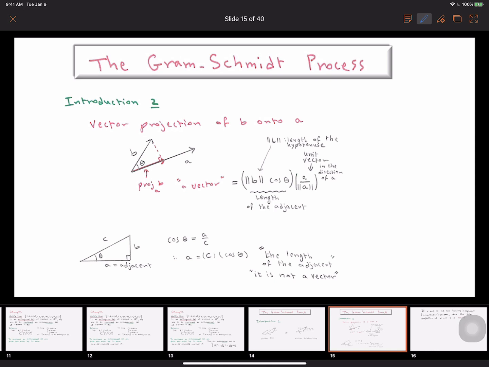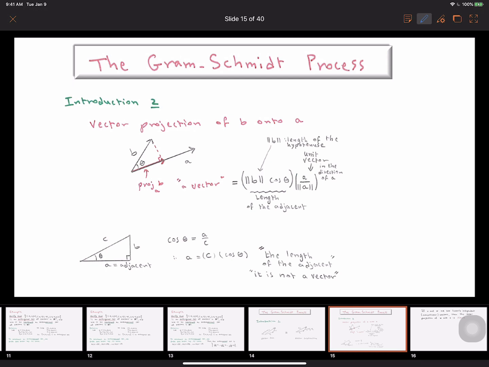Here's another introduction. If you remember from vector calculus, we had the vector projection and the scalar projection. Today we're going to do a scalar projection, which is looking inside a right triangle. It's going to be the adjacent, and make it a vector by multiplying by the unit vector of the vector that it lays on to make it a vector. So this is called vector projection of B onto A.